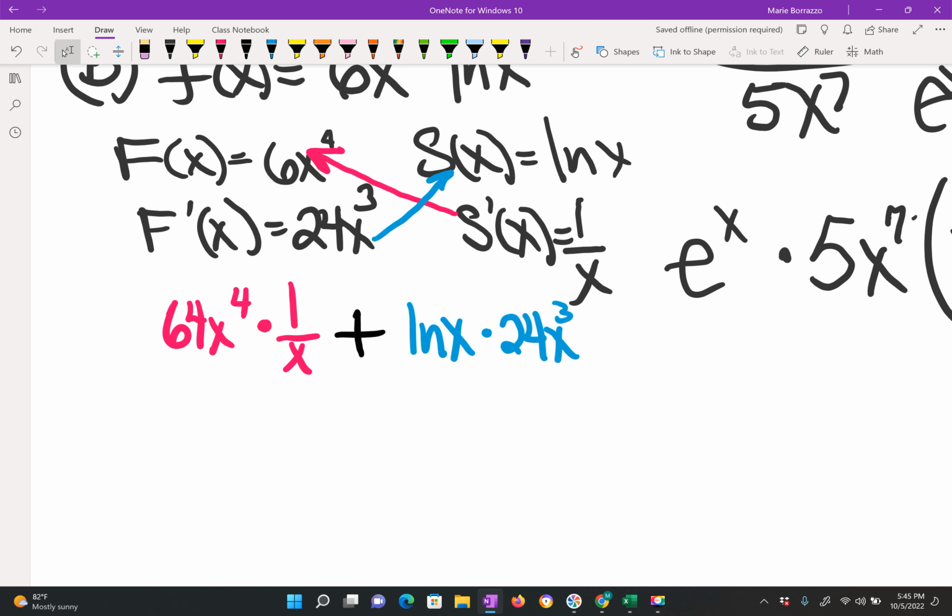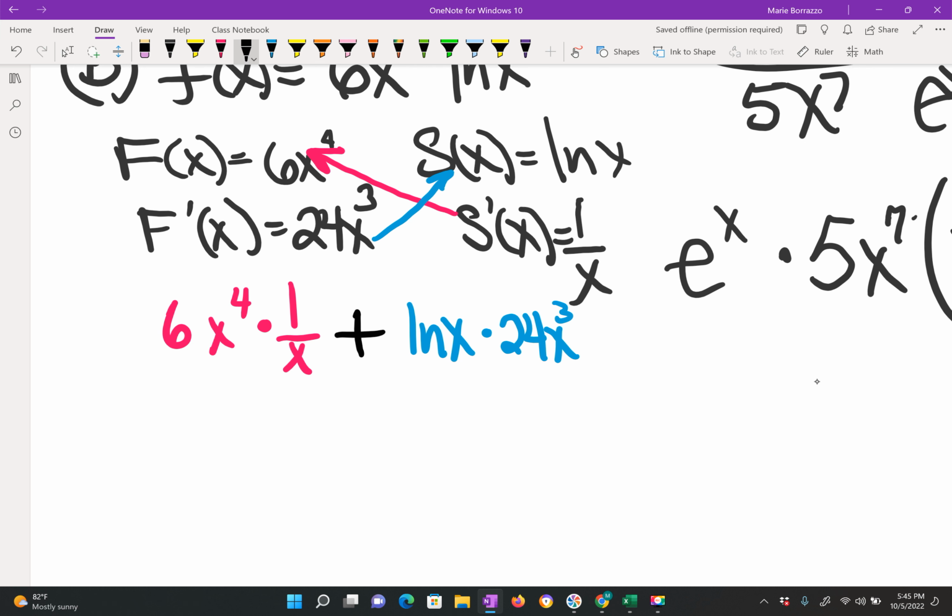Are you sure it's 64? Yeah, you lost me at 64x to the 4th. I lost you at 64x to the 4th. When we're only doing 6x. I don't know where 64 came from, so stop channeling. I'm telling you right now, stop channeling. No, okay, it's just 6x to the 4th. Wait, what? Just trying to make sure you're paying attention, that's all, man. All right.